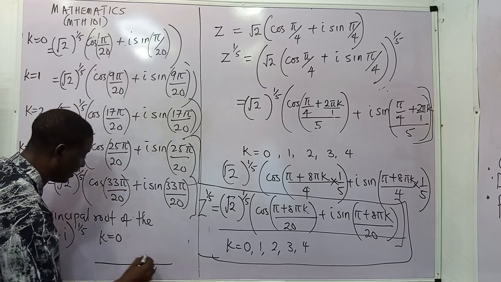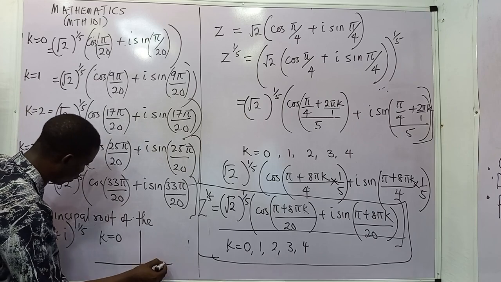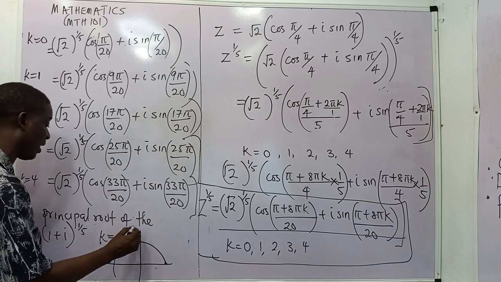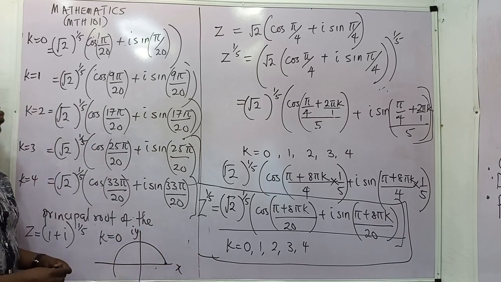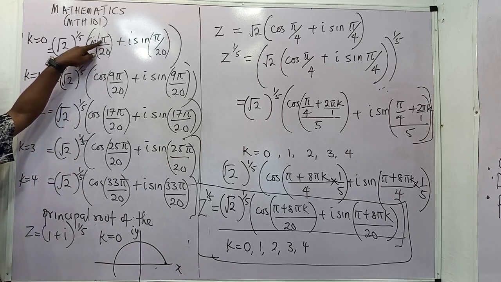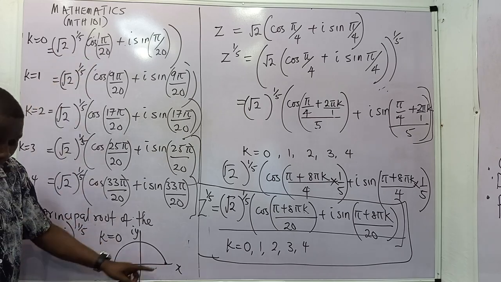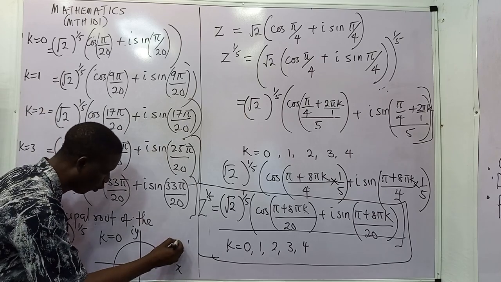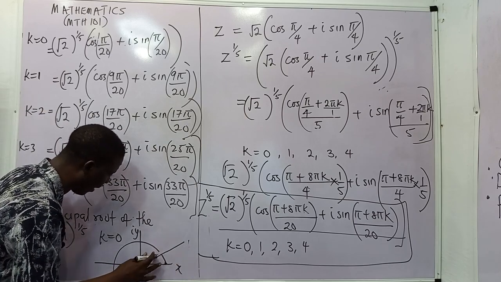Their value will be so small that it will be closer to the positive x value, because this is our Argand diagram drawn from here. So there is i, y, there is x. The angle that will be closer to 0 is pi over 20. If you press pi over 20, which is 180 divided by 20, you see that it is so small that you have 9 degrees.